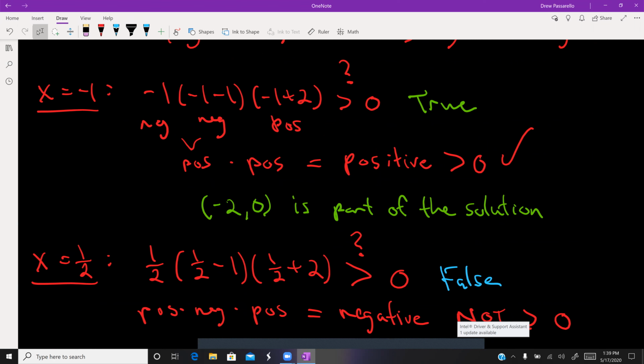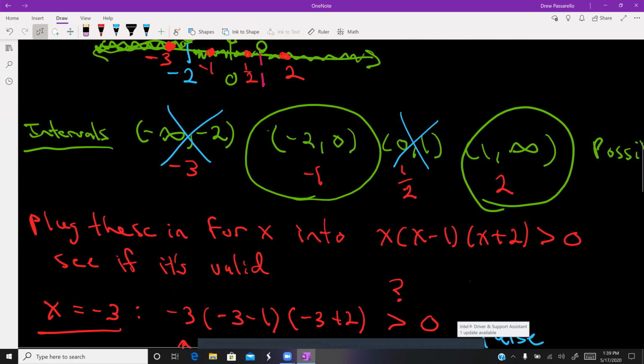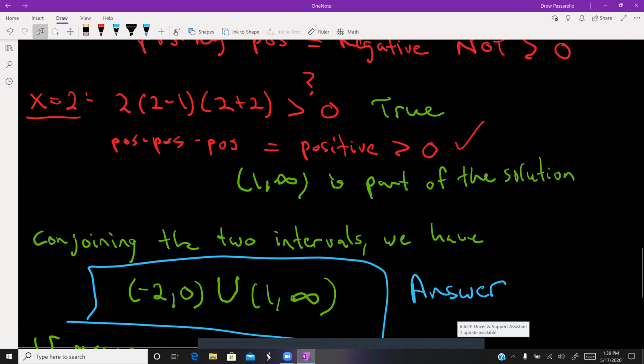Once I did that, when you plug -1 in, you got a positive in the end, which is greater than 0. That -1 came from the interval -2 to 0. That's why I circled it; that means it was part of our actual solution. The other interval that was correct was 1 to positive infinity. Then I conjoin these two intervals with a union sign. Union means the word or.